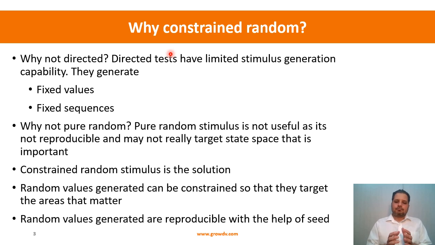So in a directed test case, the order in which we do the operations plus the values that we use both can remain fixed. In a strict directed test, both can remain fixed. Now the question that we need to ask ourselves is, what is the problem if both of them remain fixed?